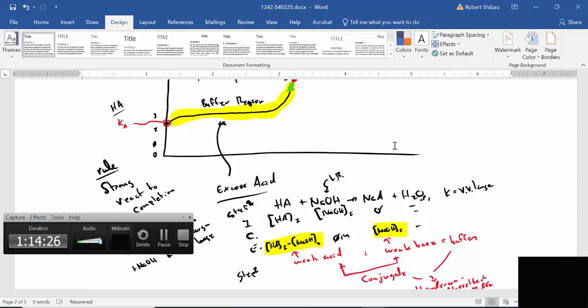Buffers have interesting properties because buffers are a mixture of weak acid and weak base. When you have a weak acid plus a weak base, what's the K for that? It's not very large, it's not very, very large. The Ka is very small for that. And so the weak acid and weak base form a stable mixture. The reason they call it a buffer is you can add strong acid to it or strong base to it and the pH stays relatively flat. And so look at, let's say I have my buffer here with a pH of about 4.